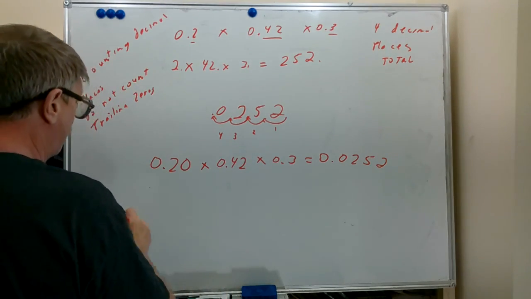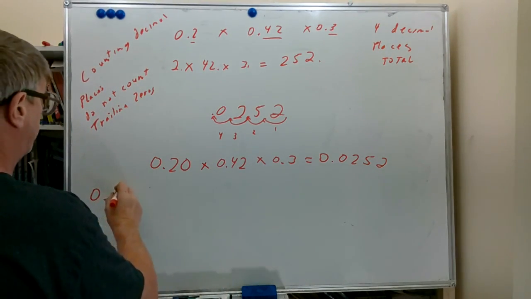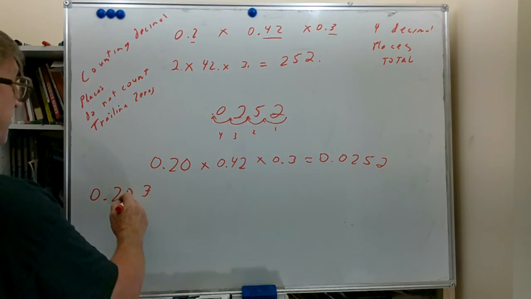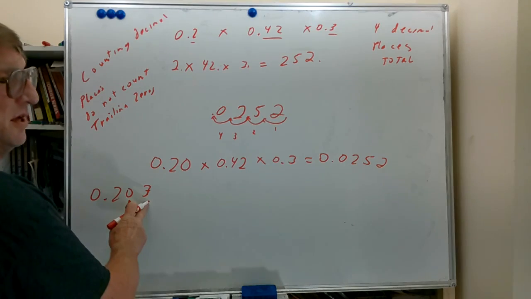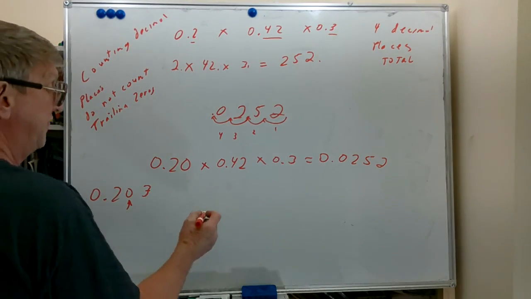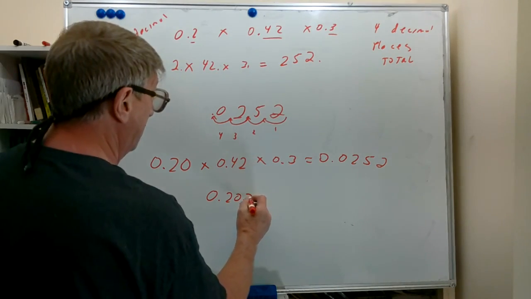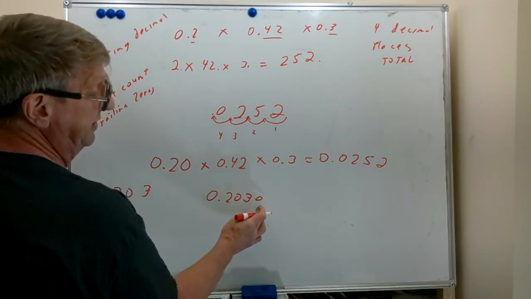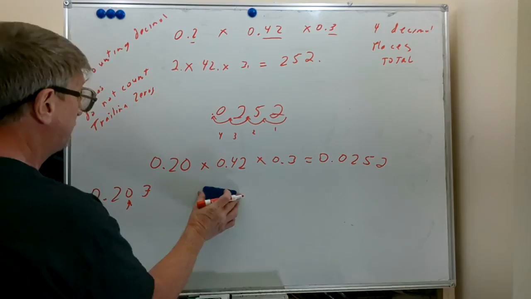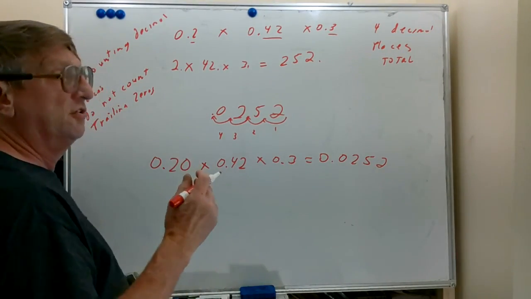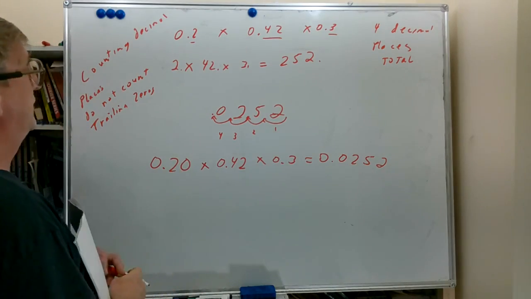Trailing zeros are only zeros that appear to the right of the last non-zero digit. Quick example here, if I have 0.203, this is not a trailing 0 anymore because we're ending with a non-zero digit. If I have 0.2030, now this one is a trailing 0. So trailing zeros will have no other numbers but zeros to the right of them.